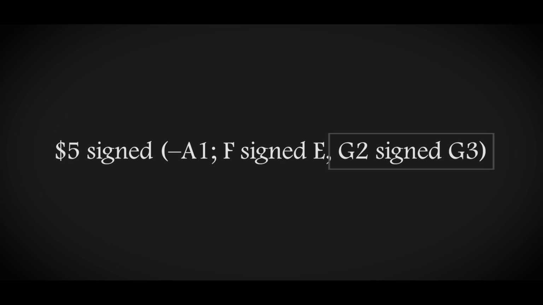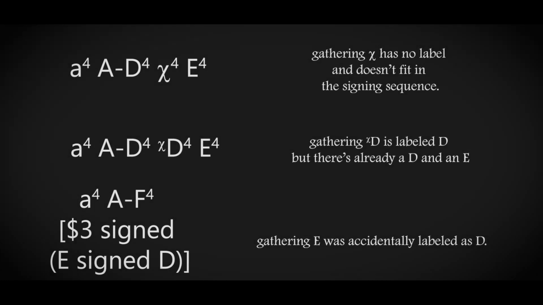This is different from gatherings that aren't signed at all or have duplicate signings from others. For those, bibliographers will use our old friends pi and chi again. Remember, pi and chi are used when the intended sequence is unclear. In the first formula, there's an extra unsigned gathering between D and E. And in the second one, there are 2 gatherings signed D and a gathering signed E. But in the third, there has just been a mistake in signing.